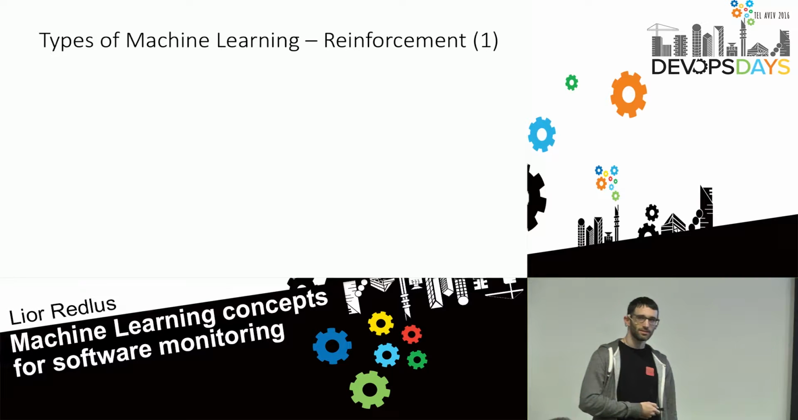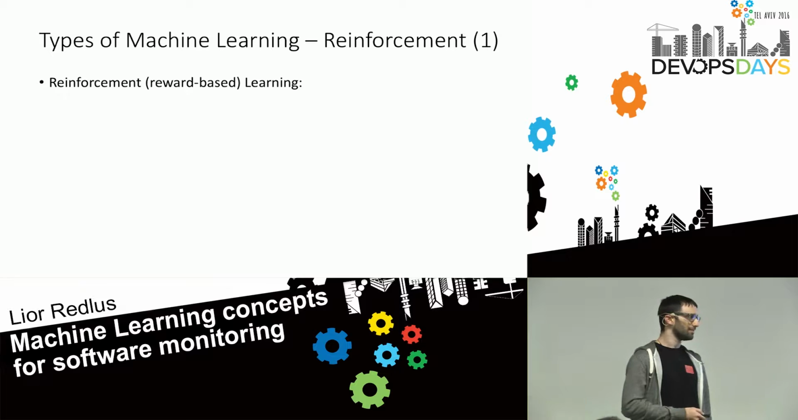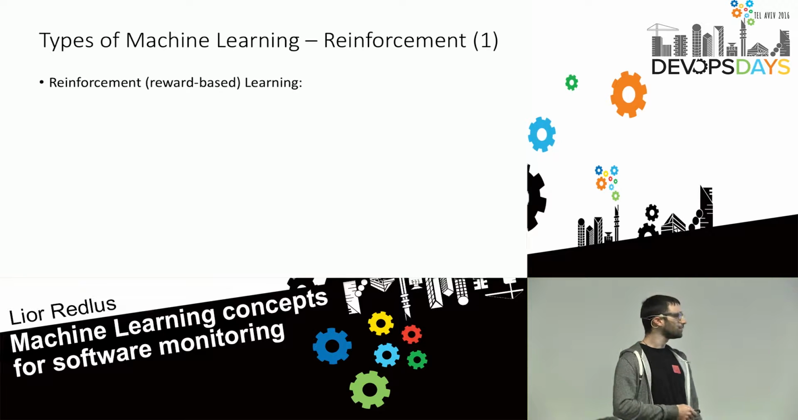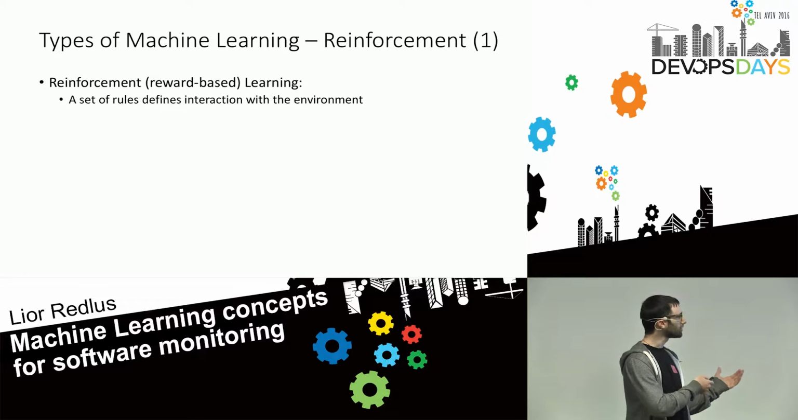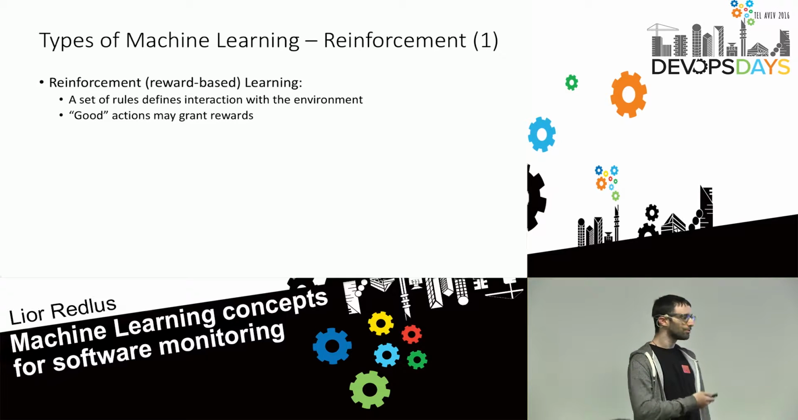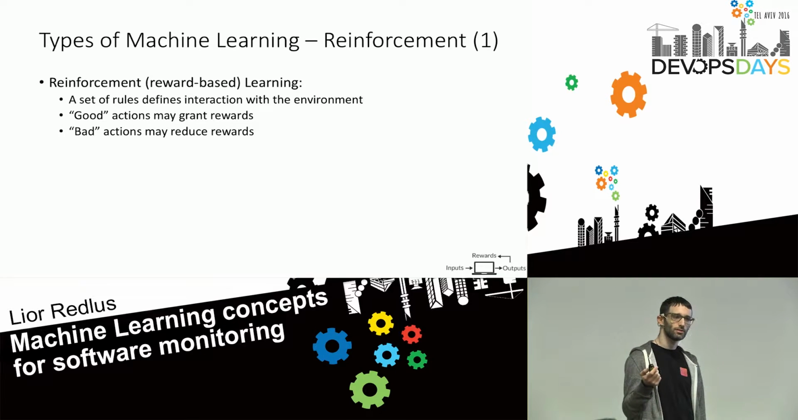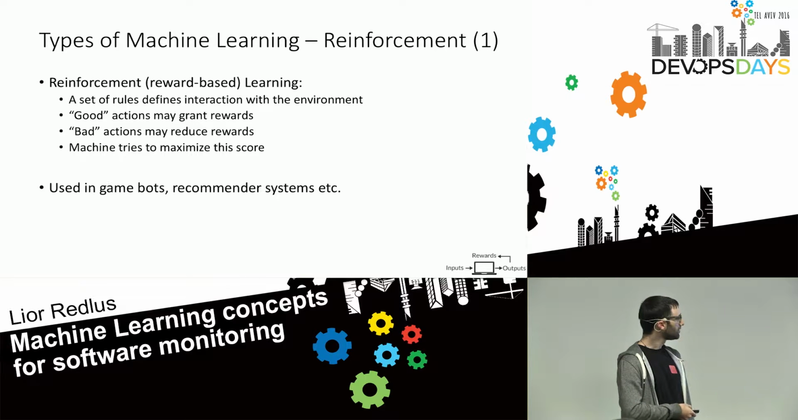Reinforcement learning is a different type of learning, and it is reward-based, which means that we need to define a set of rules that shows us the interaction of the machine and the world, where each action can be good or bad and will increase or decrease the reward that the machine gets. And the machine tries to maximize this score. It is used in game bots and in recommender systems.